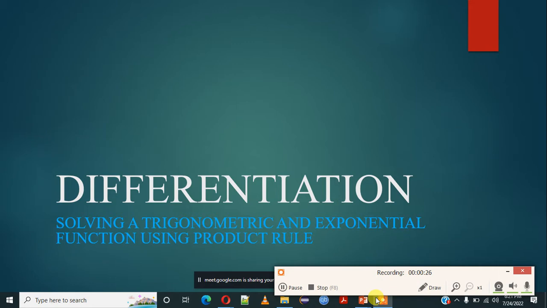Good evening, class. Today we are going to look at differentiation, that is solving a trigonometric and exponential function using the product rule. Remember, in the last lesson, we looked at how to do a common differentiation. That is, given a function, you are able to do a simple differentiation. But as of today, we are going to do it using the product rule.